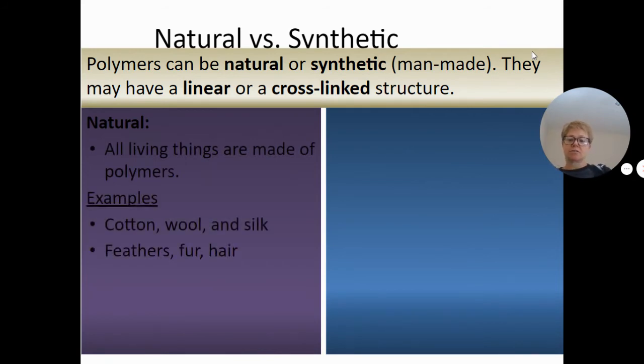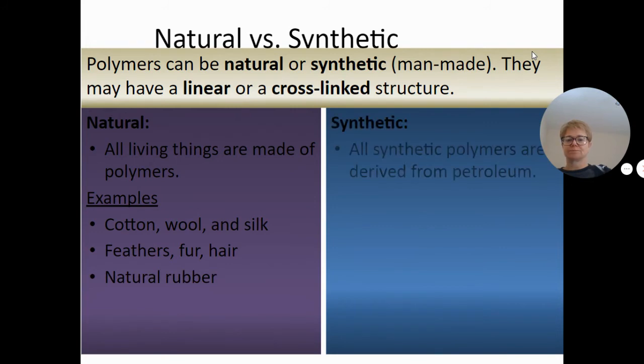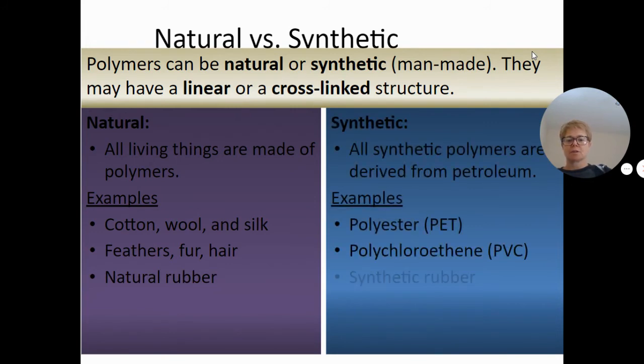So back to natural and synthetic polymers. As I said, your natural ones are found in nature or come from living things, and our synthetic ones are made from petroleum or from oil originally. So pause the video and just make sure you've got a note somewhere on your sheet or on paper of those examples of natural and synthetic polymers. And moving on.